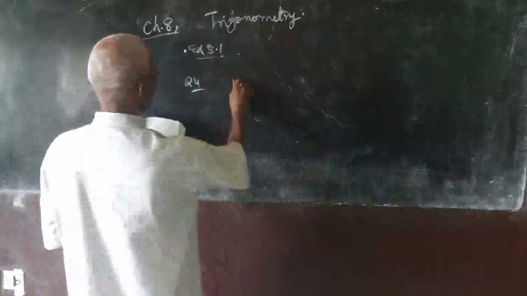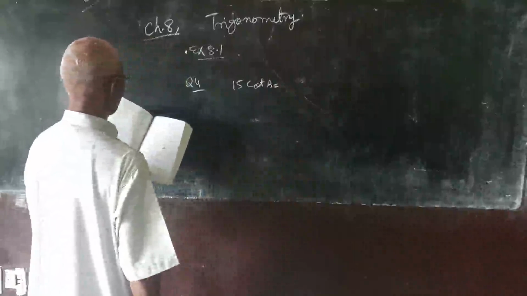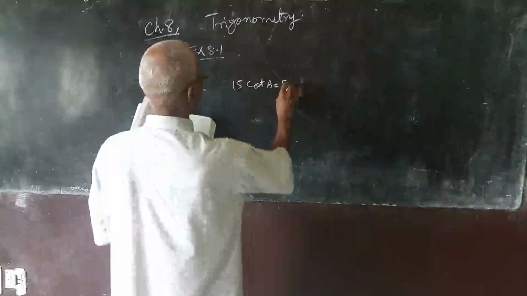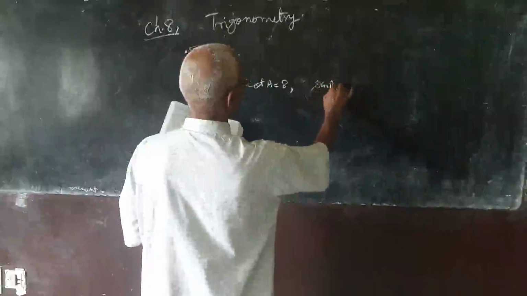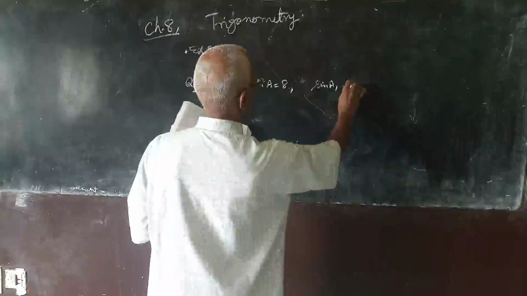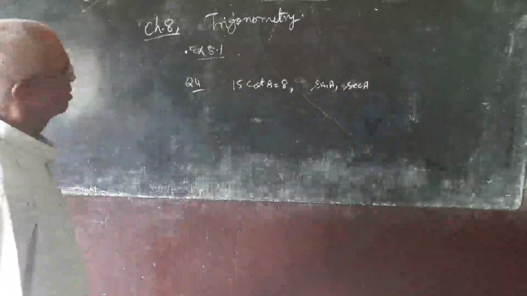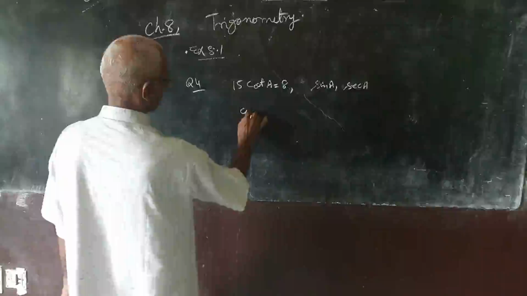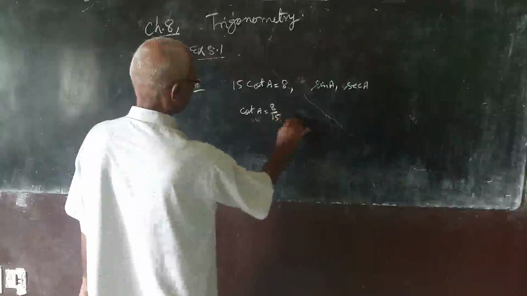In question 4, it is given that 15 cot A is equal to 8. Then find sin A and sec A. Cot A is given. Divide by 15, cot A is equal to 8 by 15.